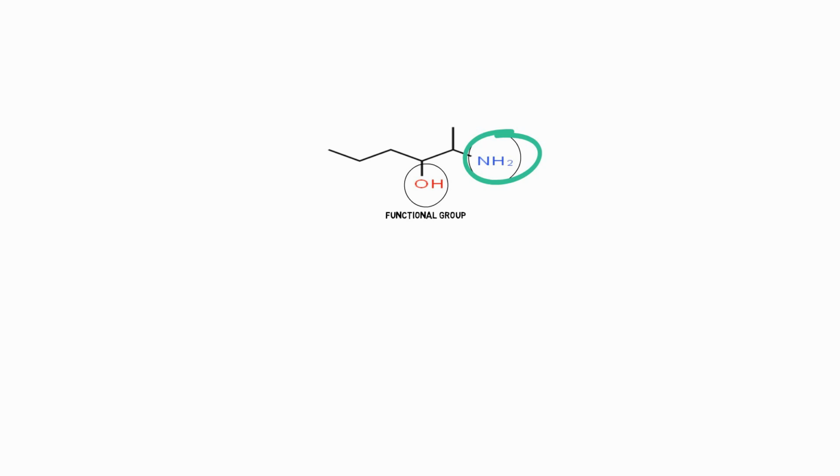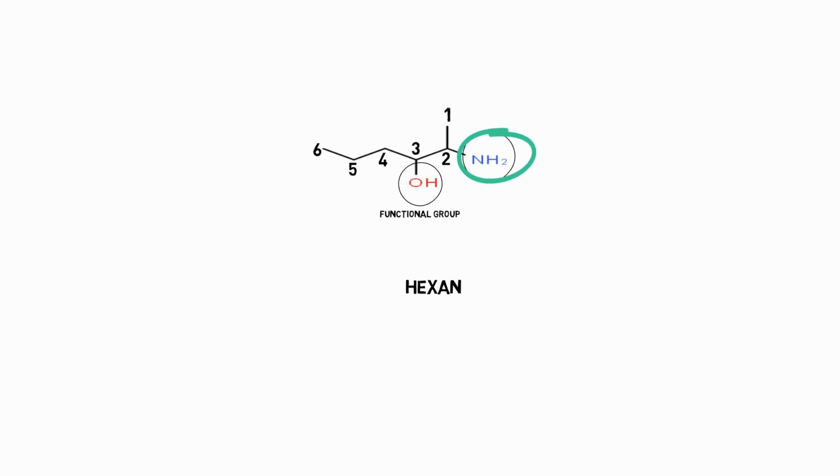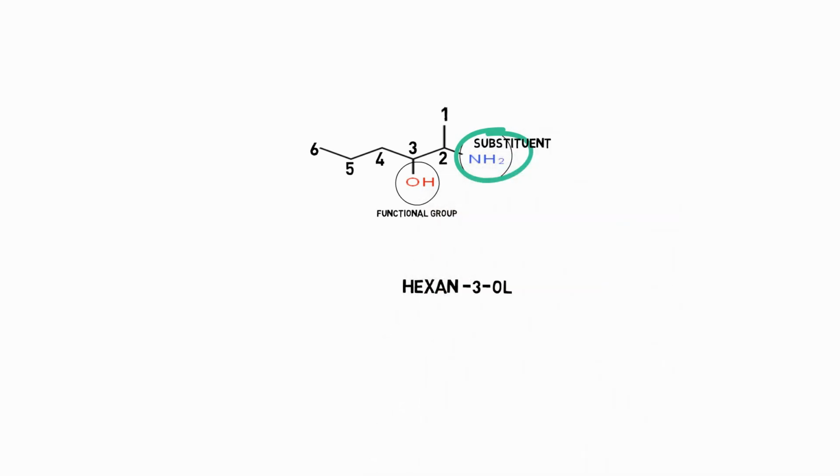Now here we have no double or triple bond, so we determine the longest carbon chain in such a way that our alcohol gets the lower number. So the parent name Hexane, and we add 3-ol because alcohol is at carbon number 3. Now we have a substituent here, so we put the substituent name at the beginning, that is 2-amino. We use amino as the prefix when we have it as a substituent instead of functional group.